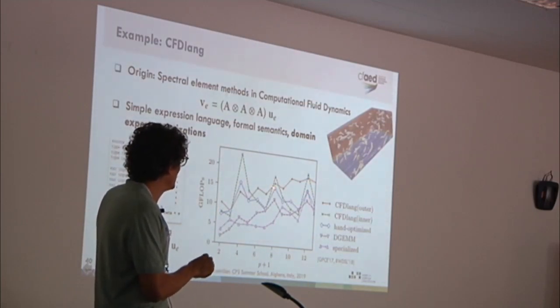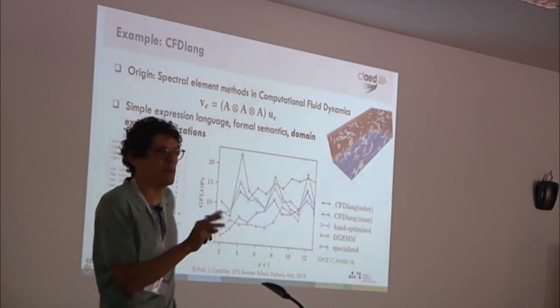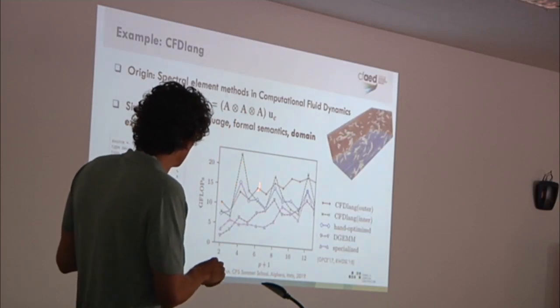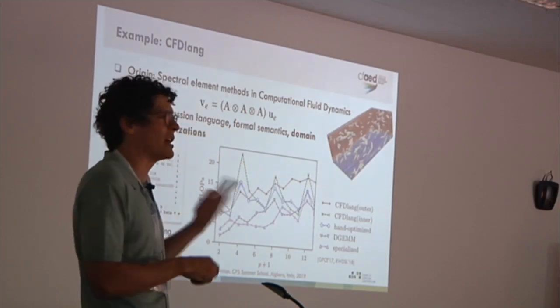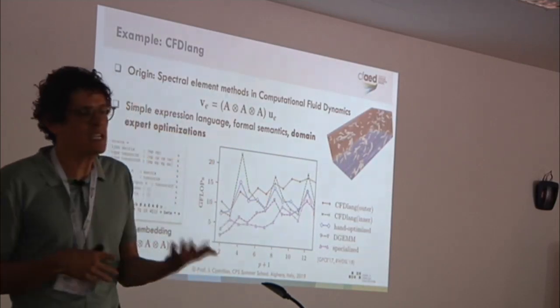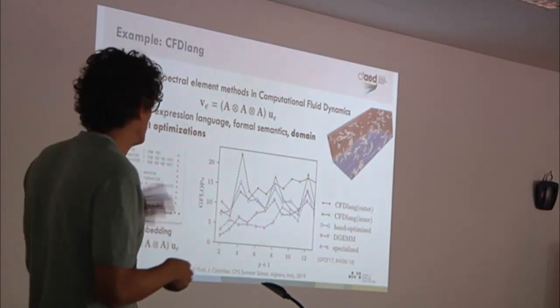And then you see in green and red two different implementations that were automatically generated by the compiler. Most of the time it's better, and also you see that there are different trade-offs. Sometimes it's better to go green, sometimes it's better to go red. So it's not an easy problem to solve. There are many things that we are doing there.